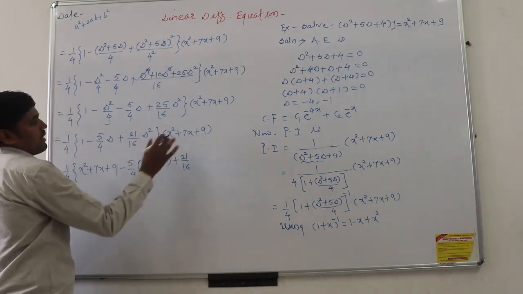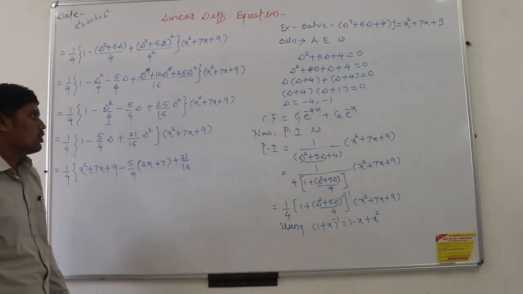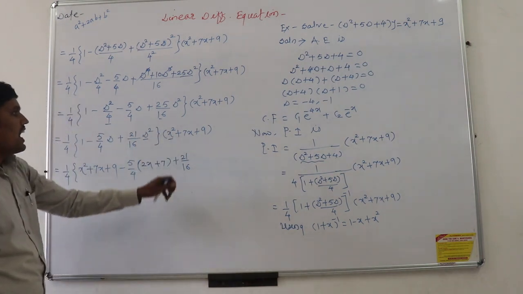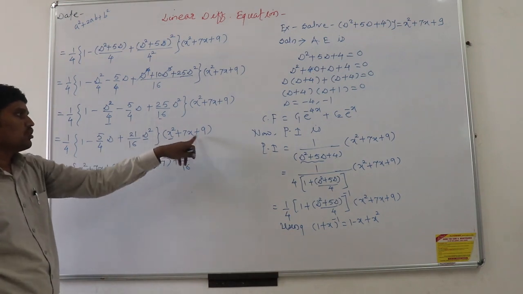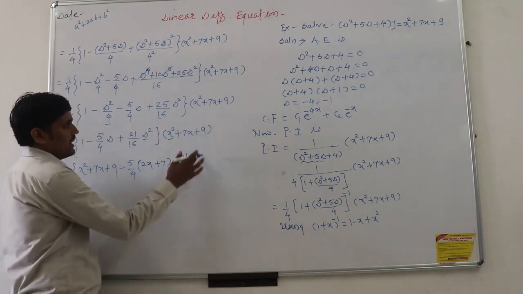Then multiply by d square with this bracket. As the degree of d is greater than the degree of x, then it is 0. So the multiplication of d square is only with x square, as the degree of x is less than the degree of d and this is a constant term. So these two terms are 0, as the degree of d is greater than x and this is a constant term.